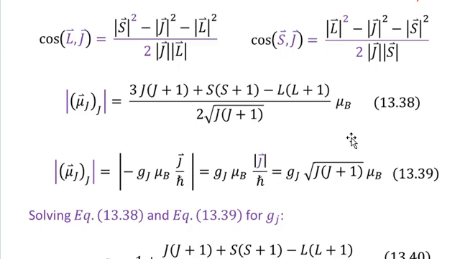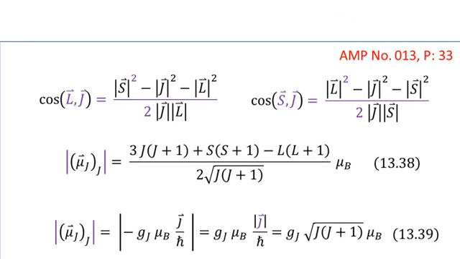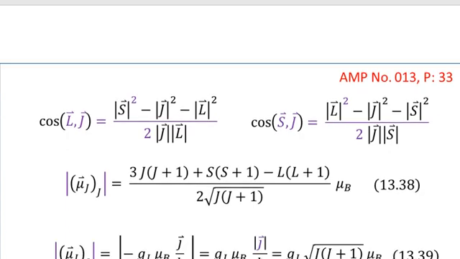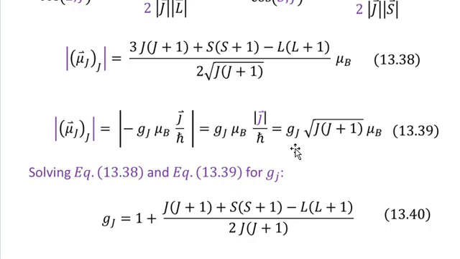And the absolute value of vector j can be used from this expression over here. And then, of course, the final result will be gj into the square root of j into j plus 1. Outside that one, I have a mu b. So I am using equation number 39 into equation number 34 into equation number 38.